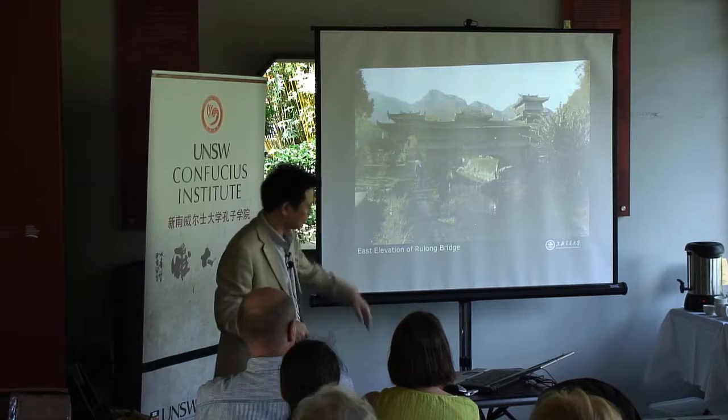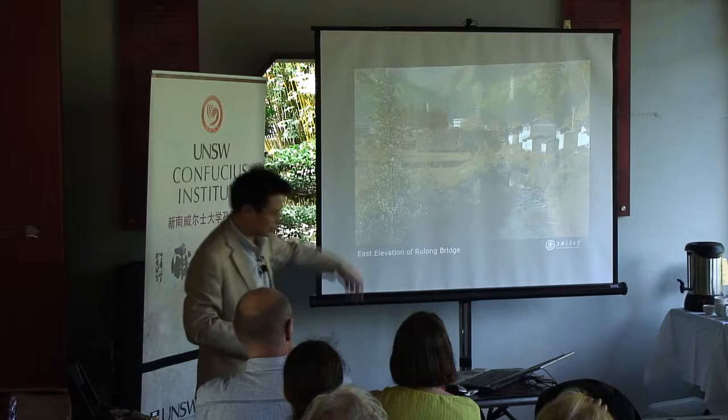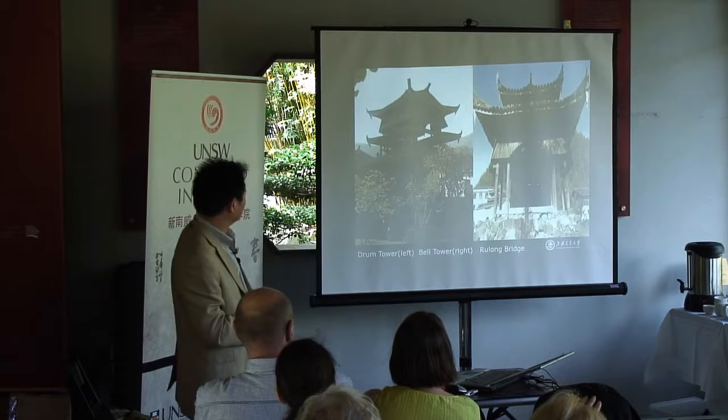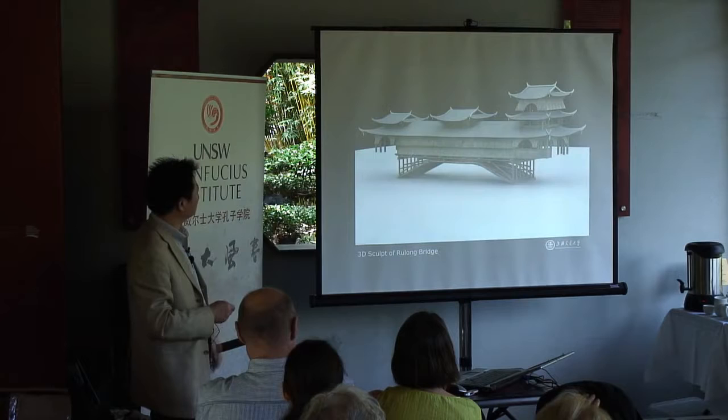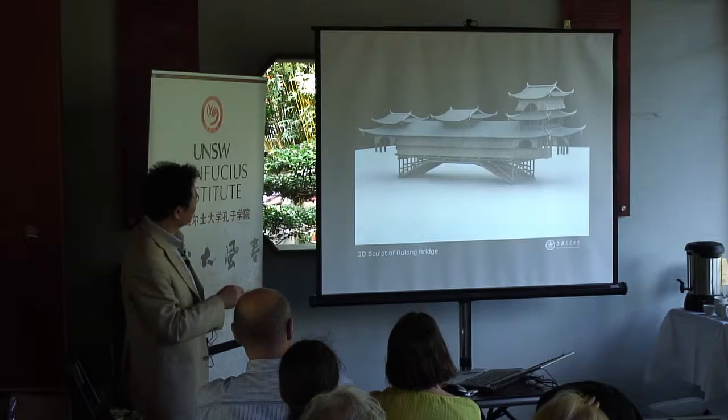The other side, from far away, look at the bridge with the village, the drum tower and the bell tower on both sides of the bridge. This is a sand sculpture of the Rulong Bridge. This is the construction, this drum tower and bell tower.